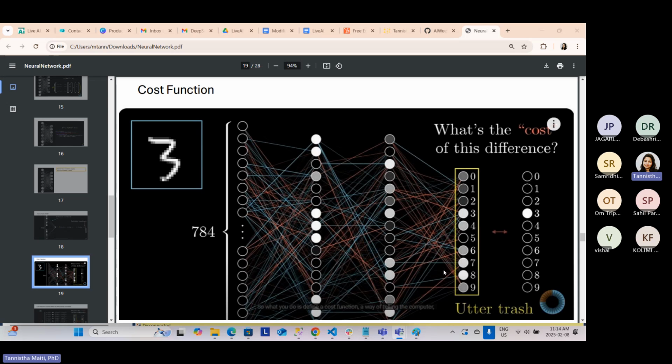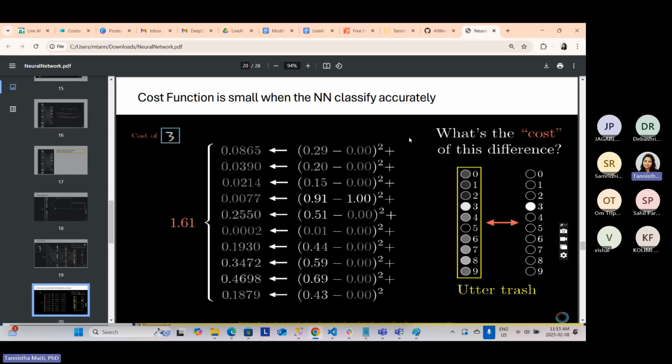So you cannot keep this trash, right? So you have to make these weights and biases tweaked in such a way that it will give you values very close to the ground truth. Okay. So it can detect very well that this is 3, and so that it will have a value very close to this ground truth.